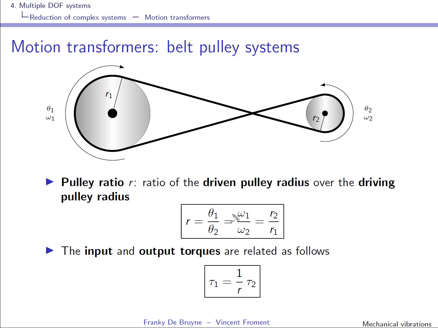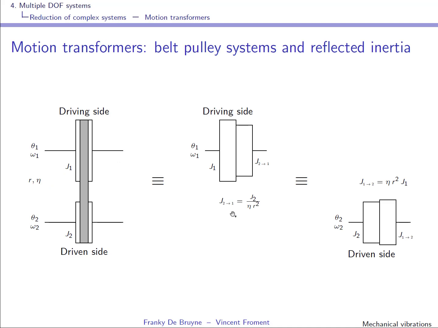Of course, without surprise, you have the same formula if you want, for instance, to reflect the moment of inertia J2 to the input. So this is what you see over here. You divide by the pulley ratio squared, and you also have to divide by the efficiency. This is if you bring everything back at the driving side, and you have something similar if you bring it back to the driven side.